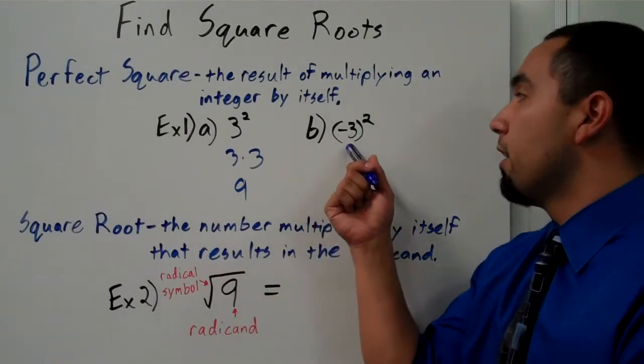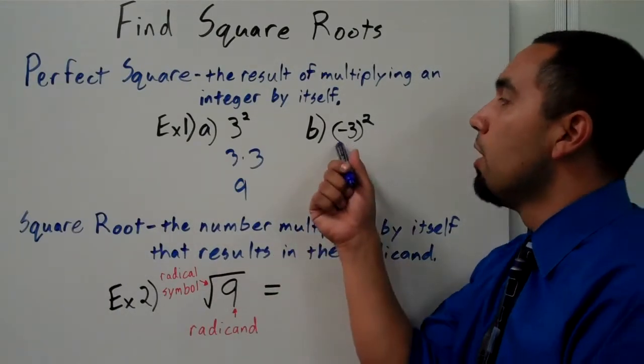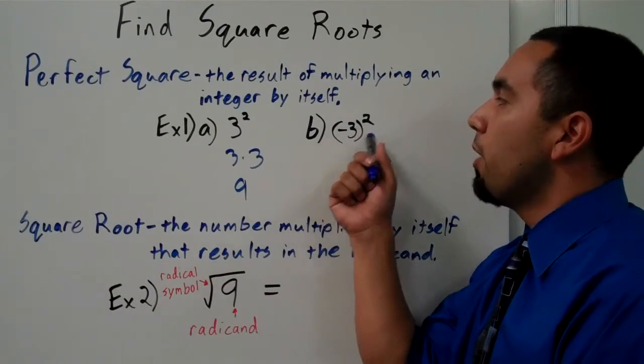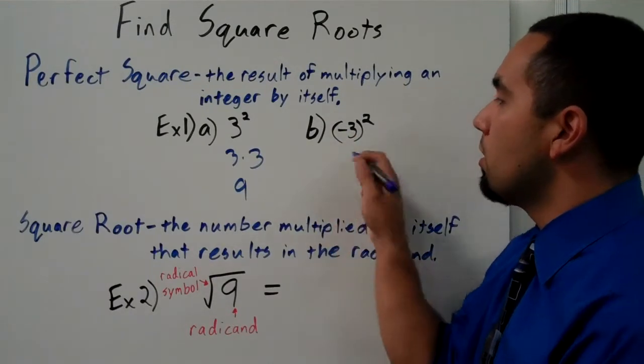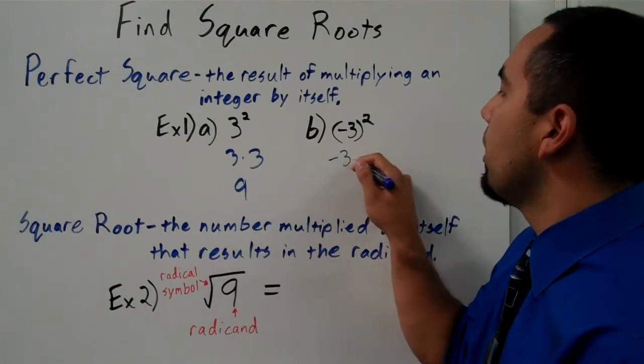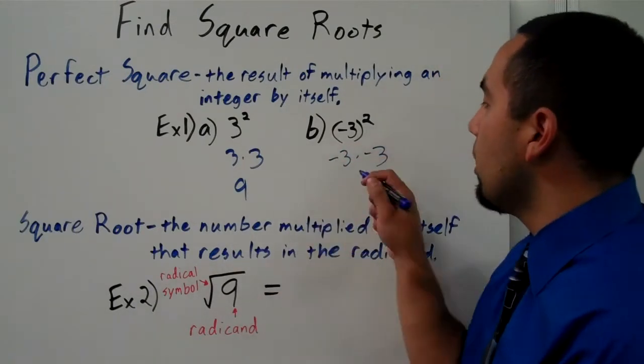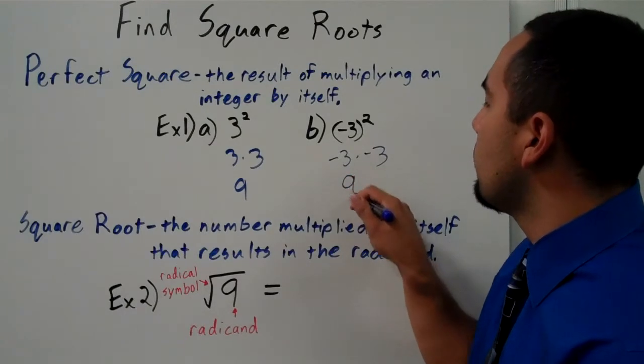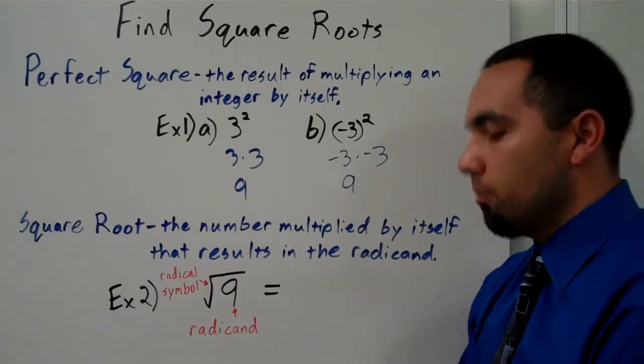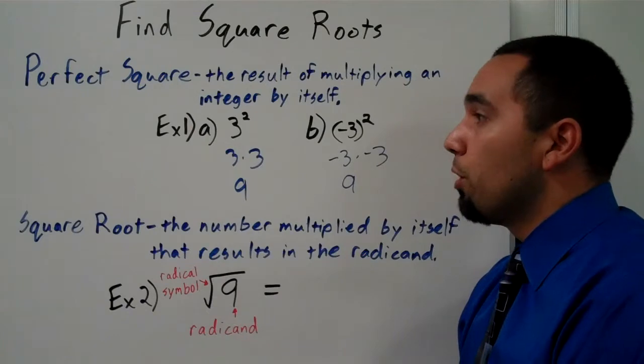Same with negative 3 squared. So remember that if we only square the number that's in the parentheses. So in this case, we're actually multiplying negative 3 times negative 3. And we get, again, negative 3 times negative 3 is positive 9. Okay? So that's a perfect square.